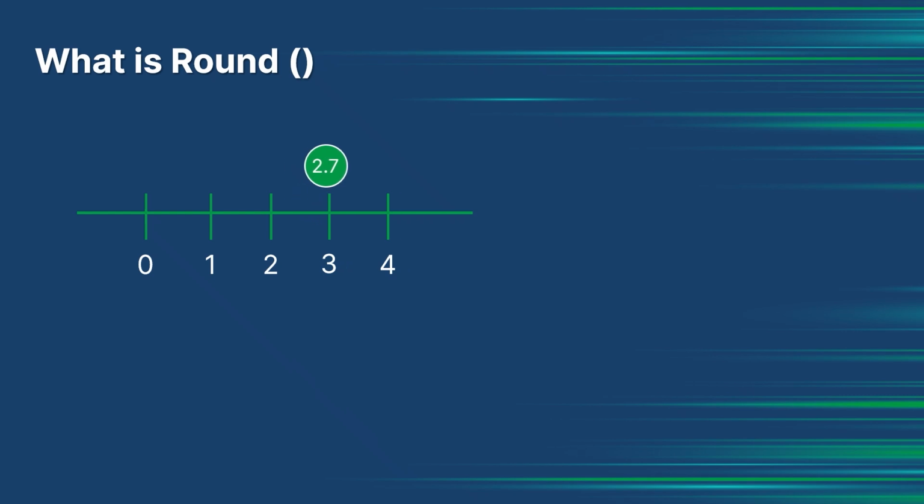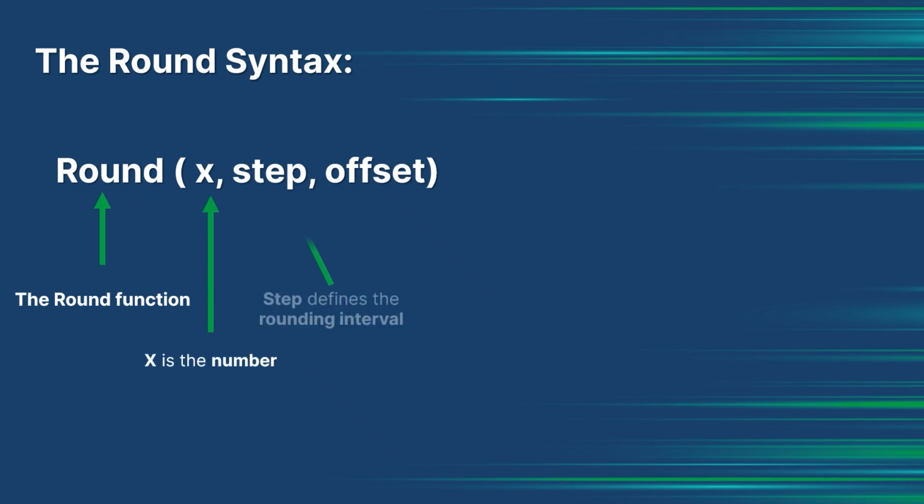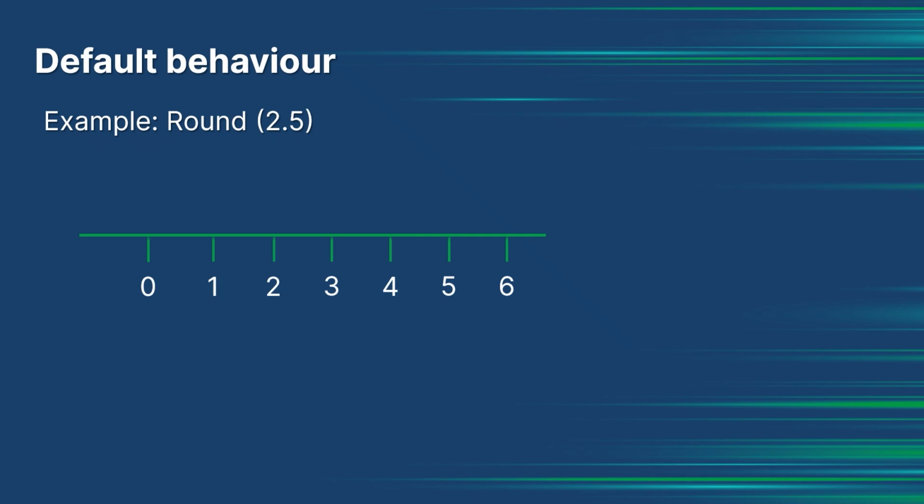In this example, the number 2.7 moves along the number line and snaps to the nearest step, which is 3. The syntax is this. X is the number, step defines the rounding interval, and offset shifts the rounding base. By default, if you don't specify step or offset, Qlik rounds to the nearest integer. If the number is exactly in the middle of two integers, it always rounds up.